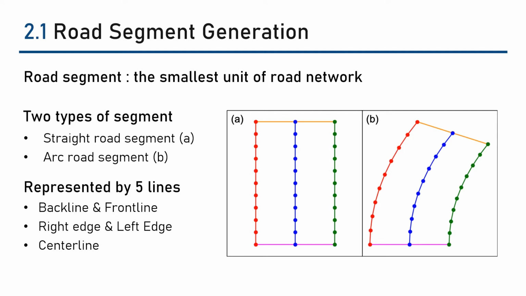The first step is the road segment. A road segment is the smallest unit of our map. We define 2 types of segment, straight road segment and arc road segment. And a road segment is represented by 5 polylines. In this figure, we can see an example of a road segment.